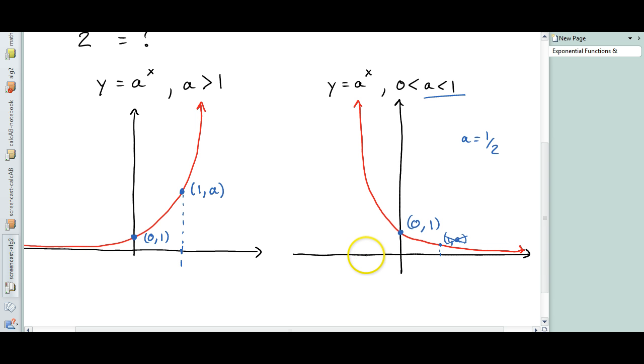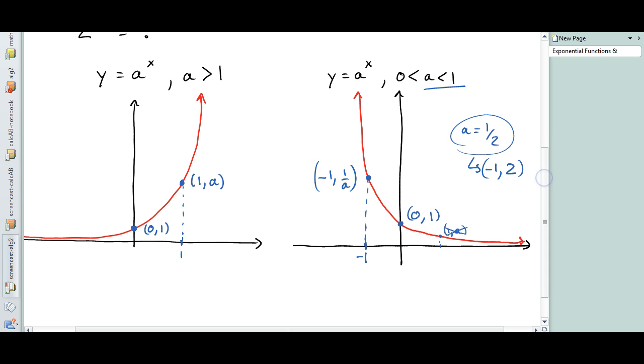Usually what we do, when the base looks like that, is plot the point for x equals -1. Then you have the point (-1, 1/a). Why? Because in this case you would have -1, and 1 over 1/2 is just 2. So it's a very nice point to plot. You have to look at it, but again, these are not the most common type of exponential function.